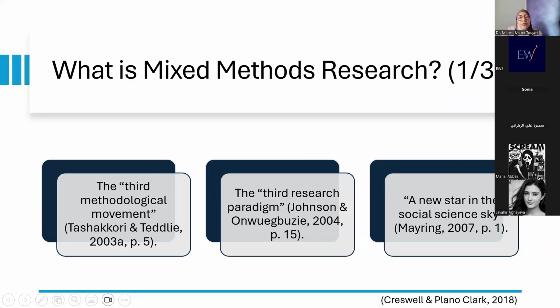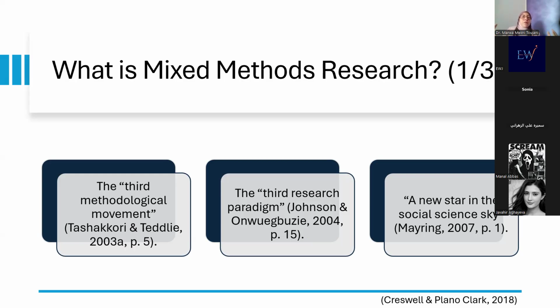Actually, if we look at Creswell and Plano Clark's 2018 book on mixed methods research, we will see that they found three appellations of mixed methods research in the literature. We'll begin with Tashakkori and Teddlie 2003, where they name it the third methodological movement. Then it is also called by Johnson and Onwuegbuzie the third research paradigm, and by Maree 2007 the new star in the social science sky.